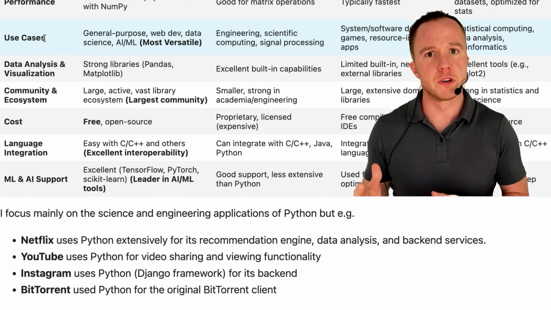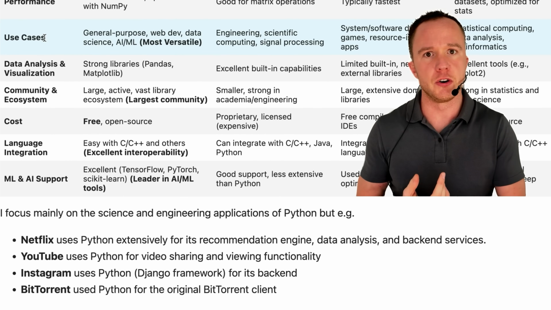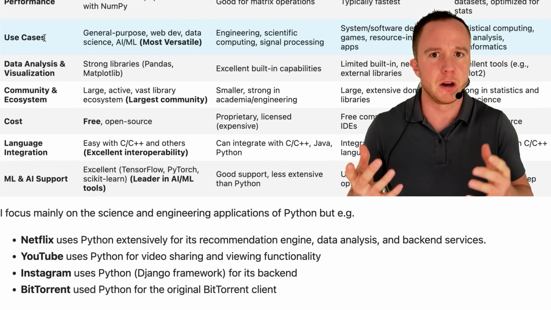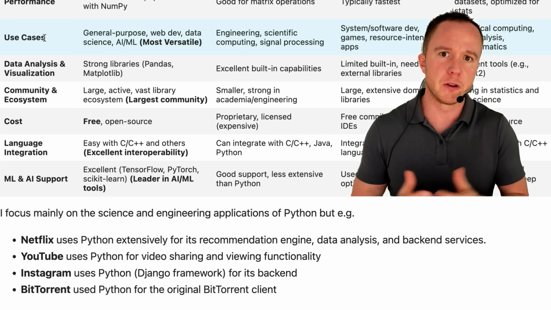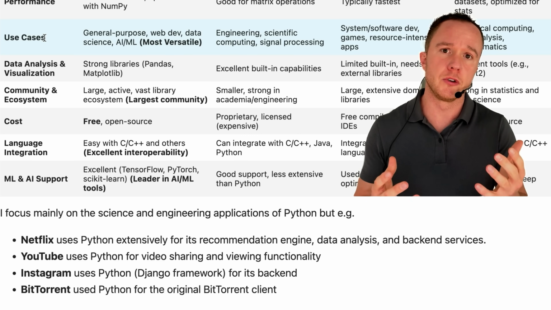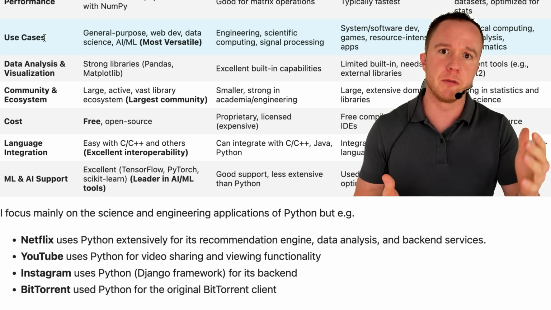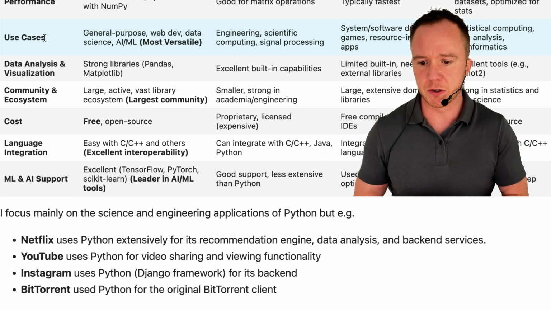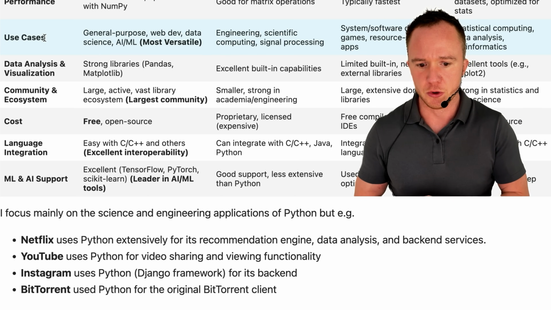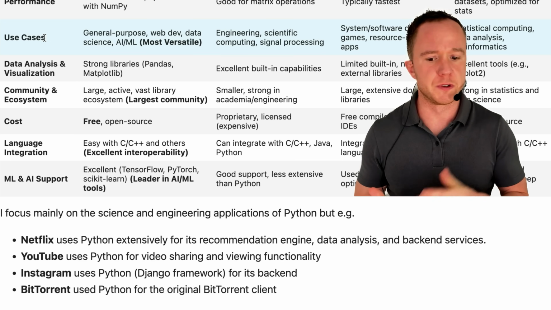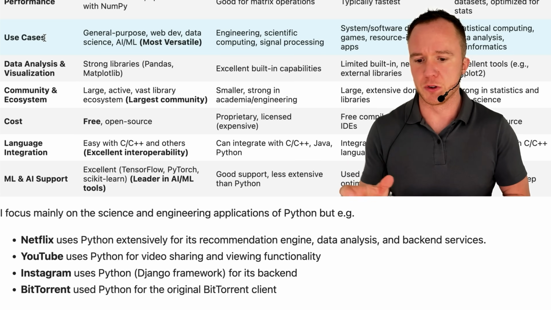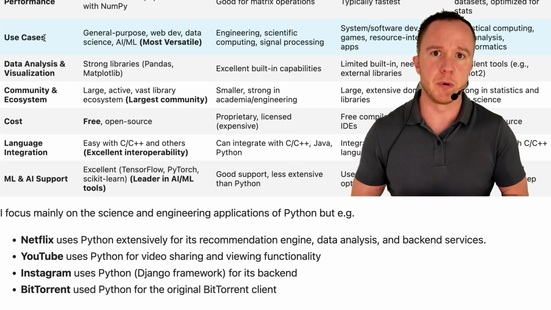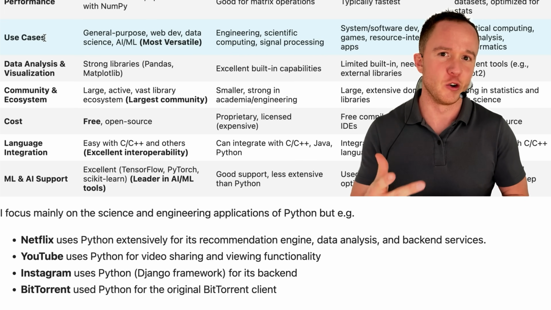In my advanced courses, I focus mainly on the science and engineering applications of Python because that is something I have a lot of experience with because I've been in the field for more than 10 years. However, if you do want to use Python for app and web development, there are some prominent examples here. So Netflix uses Python extensively, YouTube uses Python, Instagram uses the Django framework for its backend, and also the original BitTorrent client was written in Python. If you don't know what BitTorrent is, you're a better person than I am.